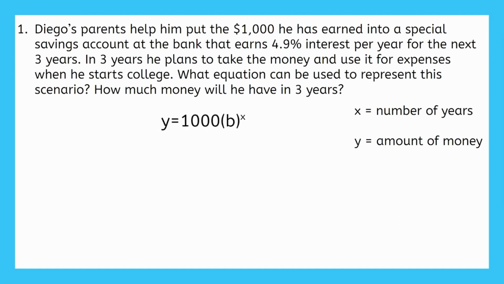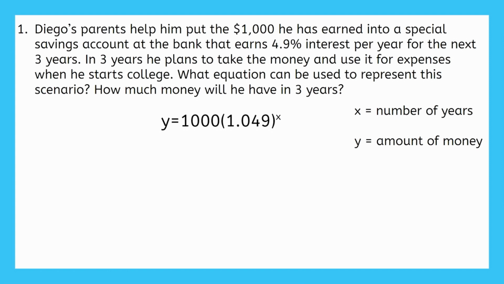1,000 is the initial amount, and 4.9% as a decimal is, I'll move that decimal over twice so the number gets smaller. Aha! It's 0.049. Since the scenario says he's earning interest, his money is going to grow. This means we'll use 1 plus rather than 1 minus. And here we go. This is the equation.